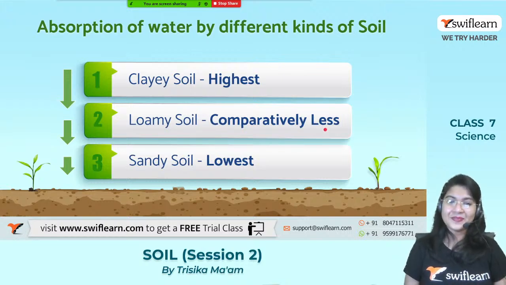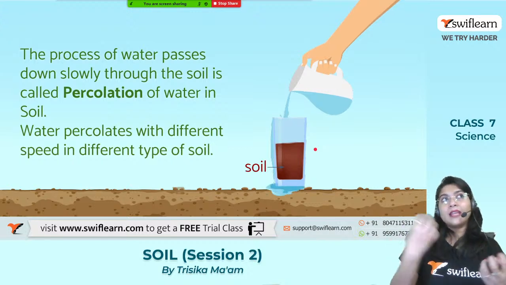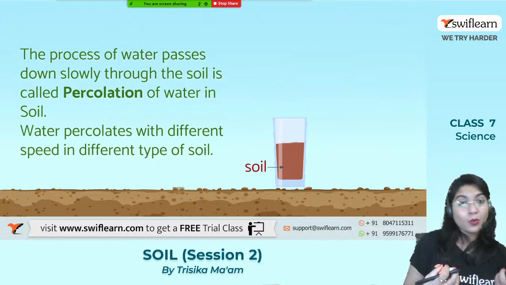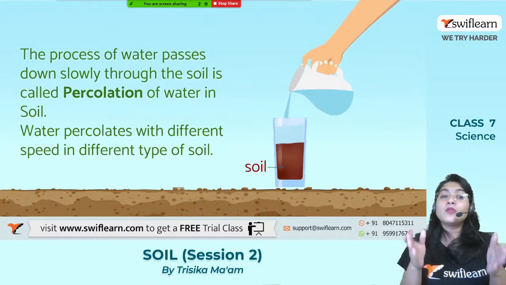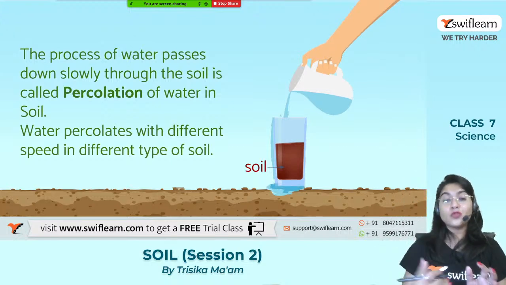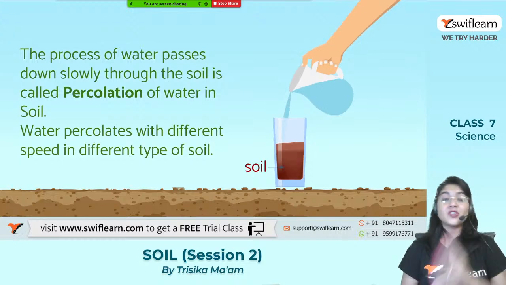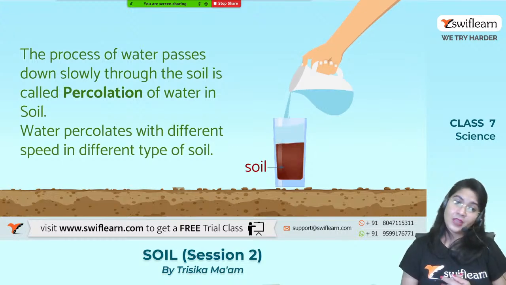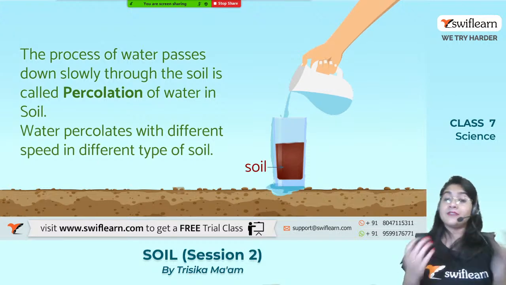Fine. Okay, now they are absorbing the water, right? Do you know it is named by a particular type of process, the process by which the water passes down through the soil and the soil is absorbing the water? This process is known as percolation. So the water percolates with different speeds in the different types of soil.